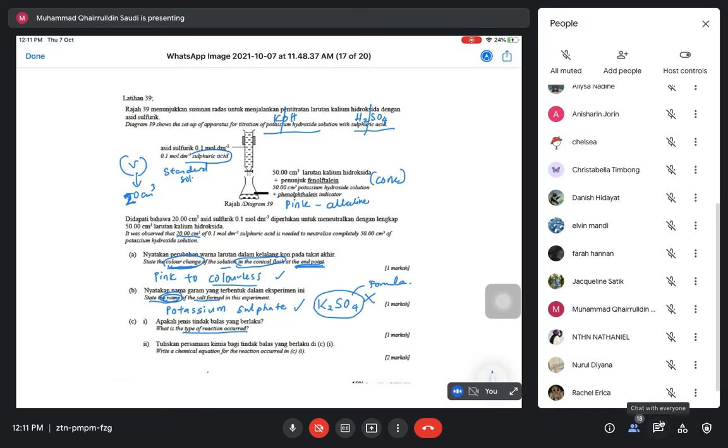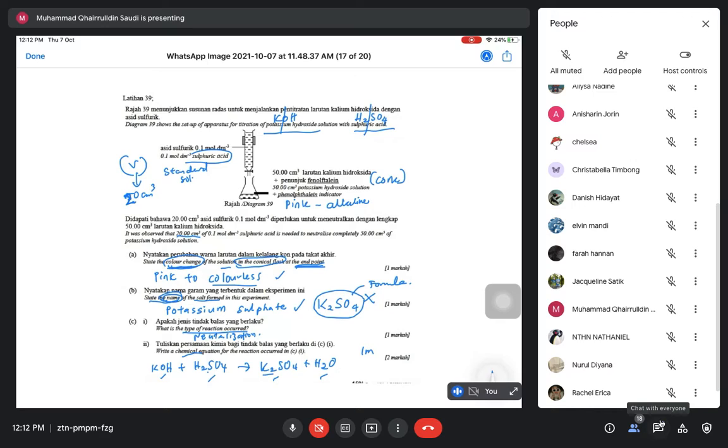Yes, neutralization. Neutralization reaction. Good. Write a chemical equation. So for the chemical equation, you write down potassium hydroxide plus sulfuric acid, and you get potassium sulfate plus water. Make sure your equation is balanced as well. If you got all the chemical formulas correct, you only get one mark. Another one mark is when your chemical equation is balanced.